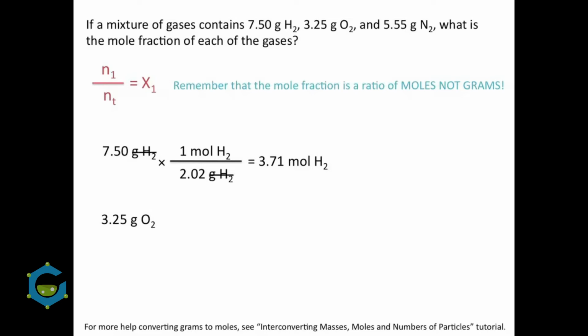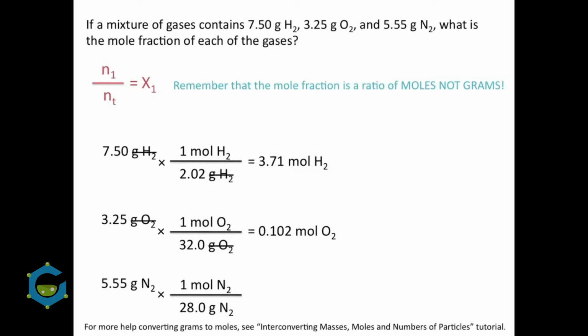We're going to do the same for oxygen. Convert to moles using the molar mass of O2. That allows us to cancel units of grams and leaves us with units of moles, 0.102 moles of O2. And we'll do the same thing for nitrogen, using the molar mass of N2 and calculating that 5.55 grams of N2 are equal to 0.198 moles of N2.